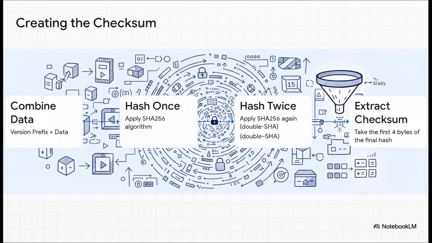Well, it uses a really strong cryptographic process. It takes the address data, it hashes it, which is basically just scrambling it into a unique code, and then, just for good measure, it hashes the result a second time. Then, from that final double-hashed code, it just snips off the first 4 bytes. That tiny little piece, that's your checksum.